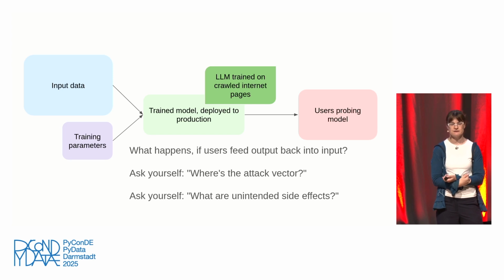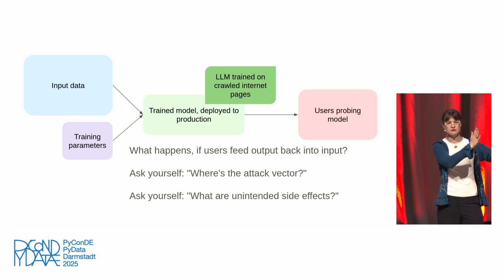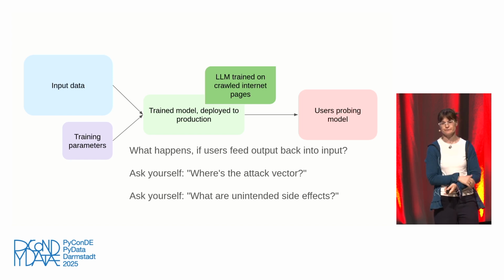The other interesting thing is you could ask yourself, what are the attack vectors? Well, it's content created on the internet. Any bias that you have in your training data, you will replicate. So it's easy for outsiders to push a bias into your model if they wanted to. What are unintended side effects?